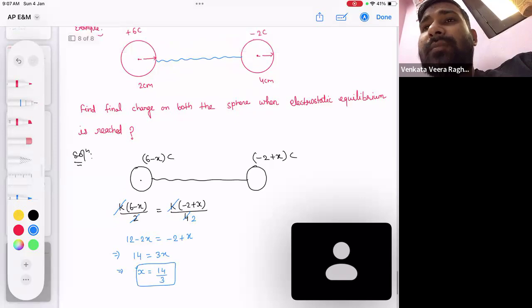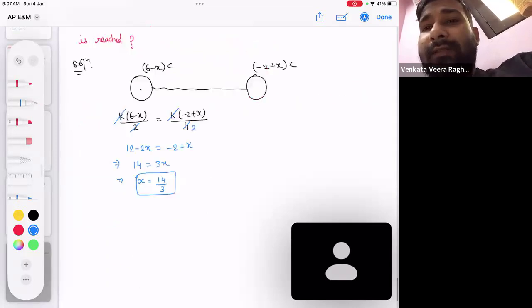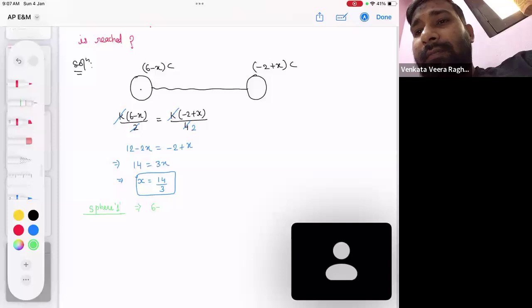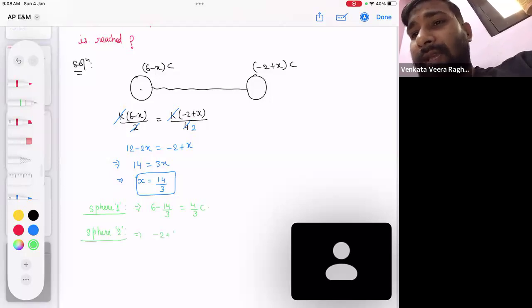That means finally sphere 1 has what charge? Sphere 1 has charge 6 minus x. The x we have calculated as 14 by 3, so 18 minus 14, 4 by 3 coulomb charge is there. And the other sphere has charge minus 2 plus x, x means 14 by 3. So 3 into 2, 6, 14 minus 6, 8 by 3 coulomb of charge.